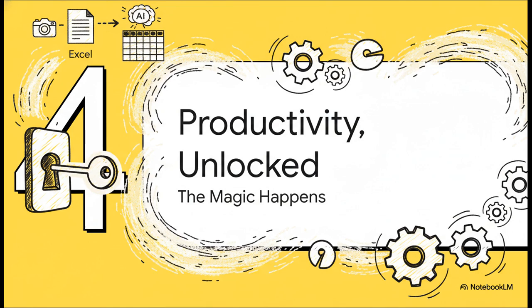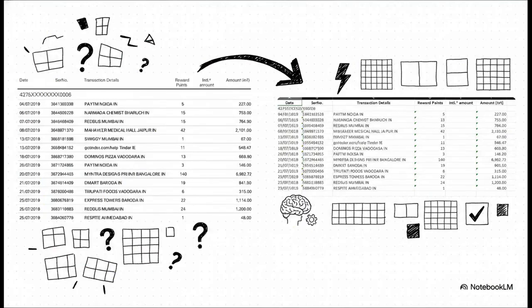And what happens next is where the magic really kicks in. This isn't just about saving a little time. This is about totally unlocking your productivity. I mean, just look at this. On the left, that's our original image file, completely static. And on the right, a perfectly clean, perfectly structured digital spreadsheet. The AI didn't just copy the pixels, it understood the content and rebuilt it as actual functional data.